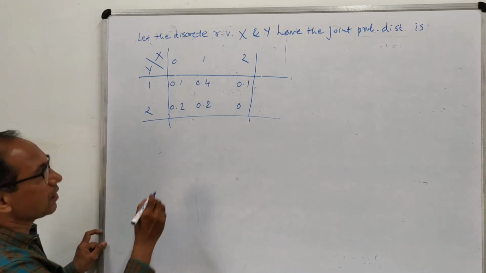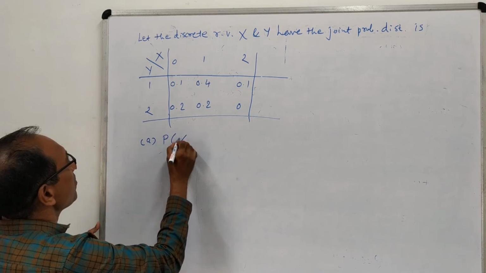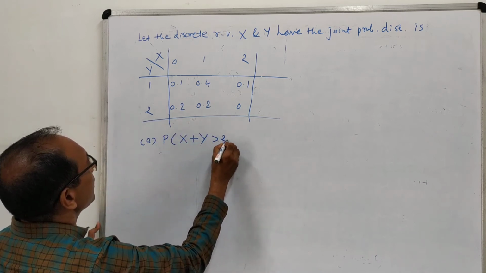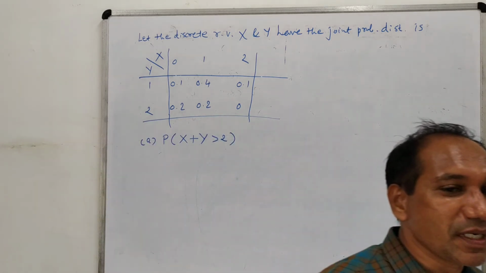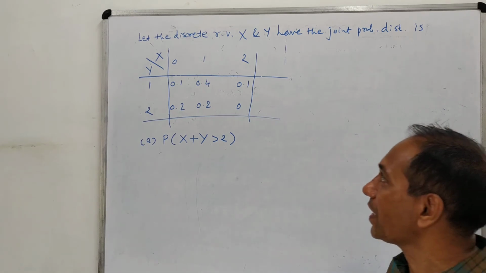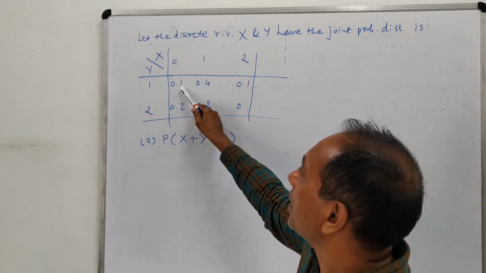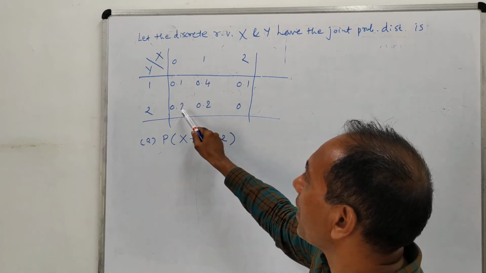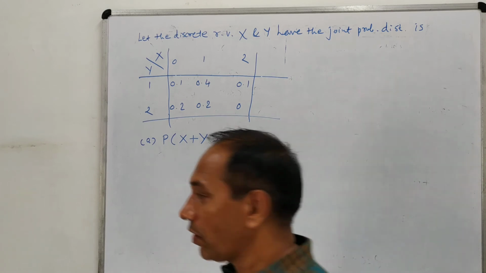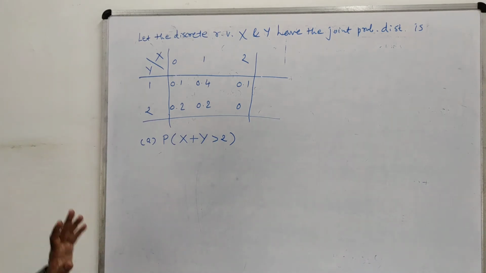Then the first question, we will discuss all the questions one by one: find the probability of capital X plus Y greater than 2. But before finding this, I would like to focus on something. As I told you, when I defined the joint probability mass function for discrete random variables, the summation of all the probabilities is always equal to 1. So here the summation of all these probabilities is always equal to 1, and you can verify: 0.1 plus 0.4 is 0.5, plus 0.4 means 0.9, and here 0.1 makes it 1. So the total probability is always equal to 1.